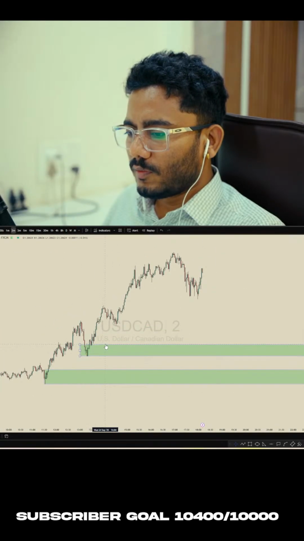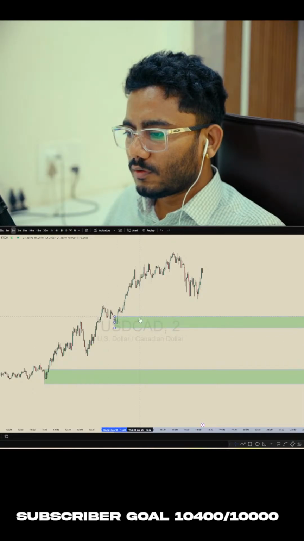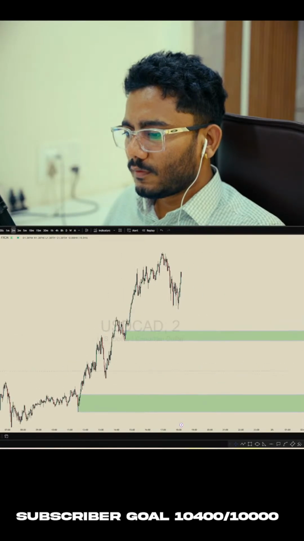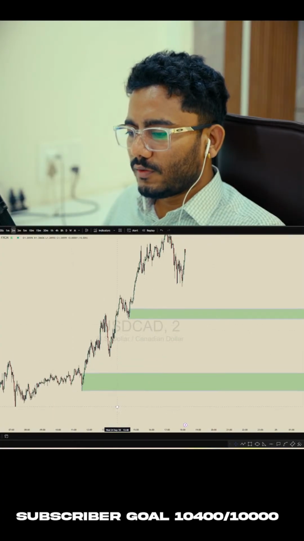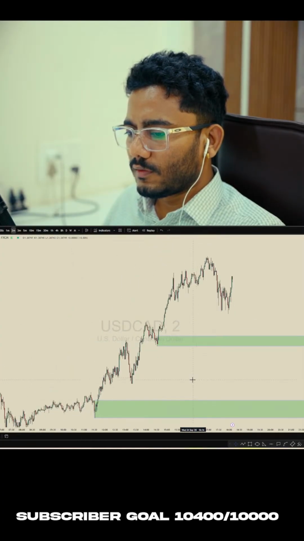Okay, this one has been mitigated, so we'll skip this one. So for entry over here, these are two zones where you can look for a buy side entry. Right now, let's see this one.